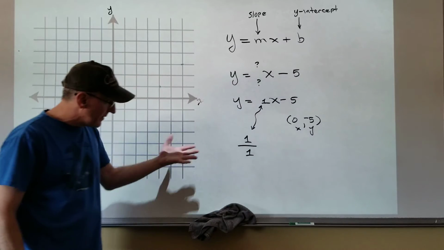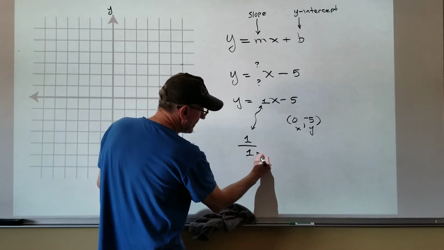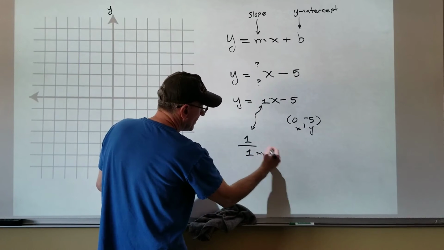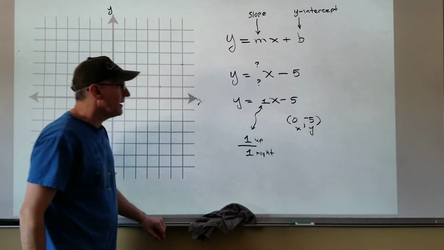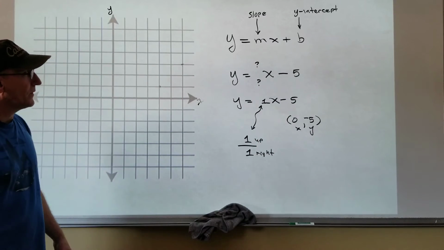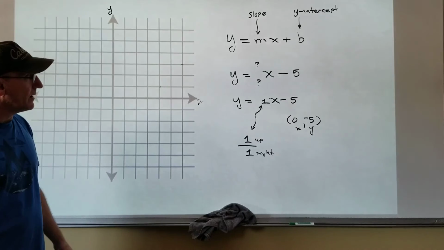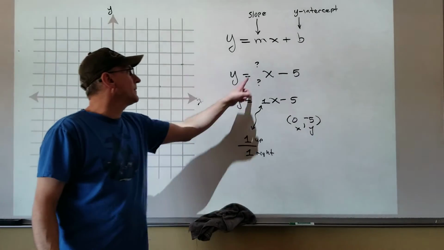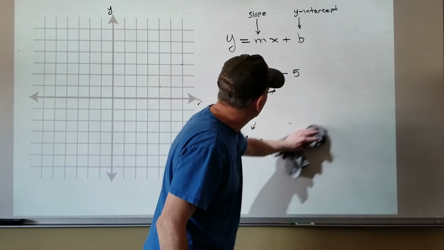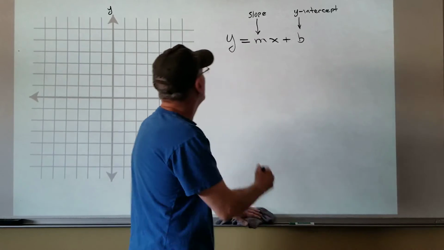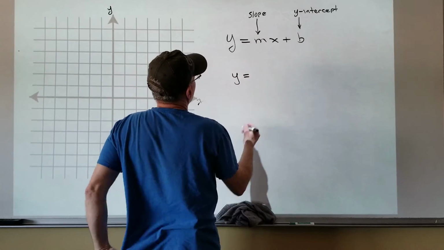So what will this mean? It will mean 1 right, and it will also mean 1 up. And again, I'm not going to draw these because you've seen enough examples of that, I believe. So that's a missing slope. What do you do when there's a missing y-intercept? Like this.